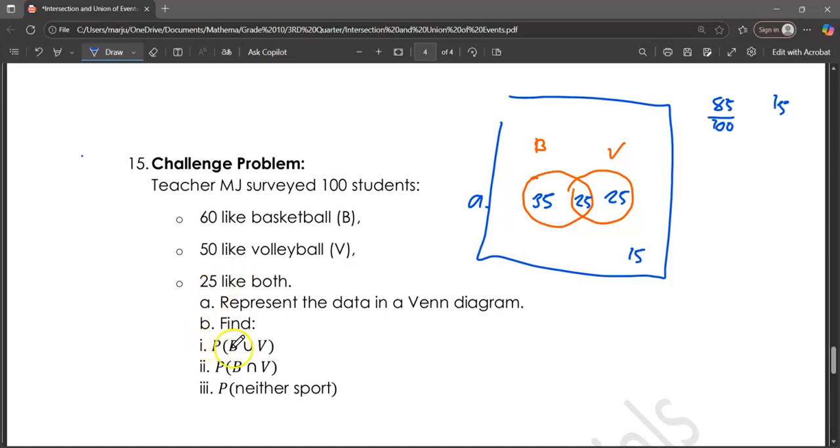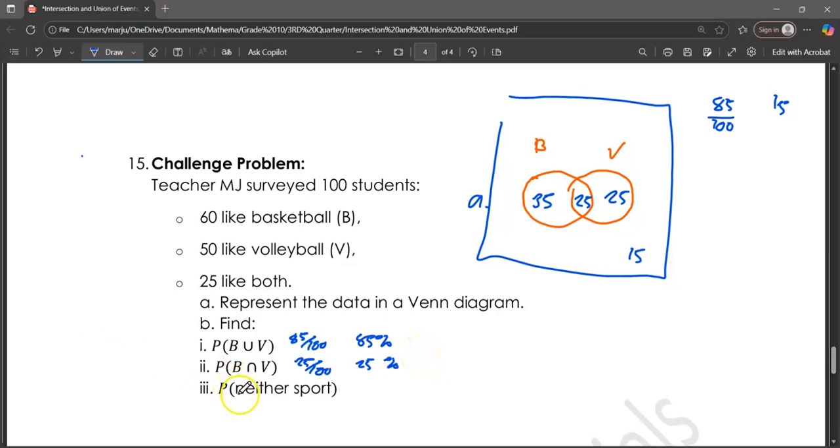And then, find probability of B union V. So, ilan ba ito lahat? That's 85 out of 100, so this is just 85 out of 100 or 85%. Okay? Or 0.85, whatever you like to write. What about this one? Probability of B intersection V. That's 25 out of 100. This is 0.25 or 25% or 1/4.